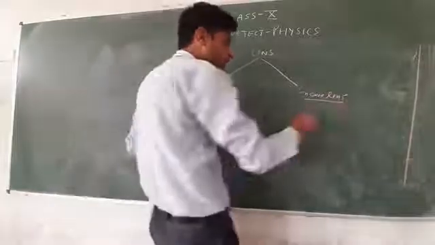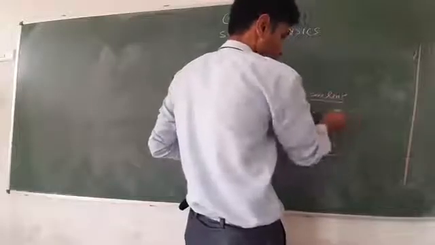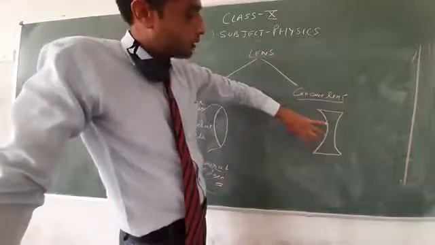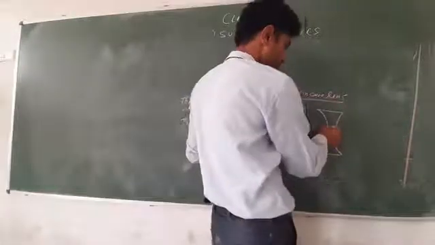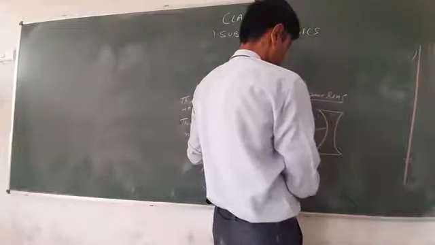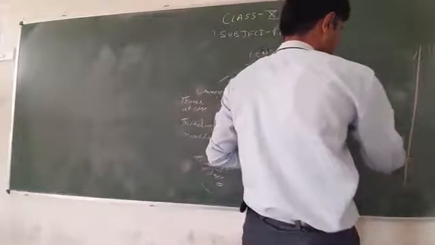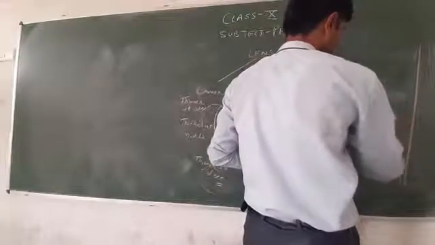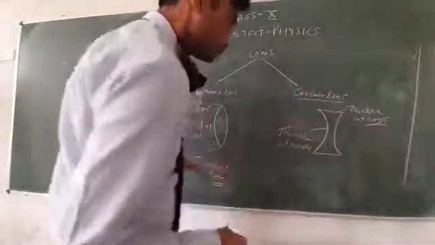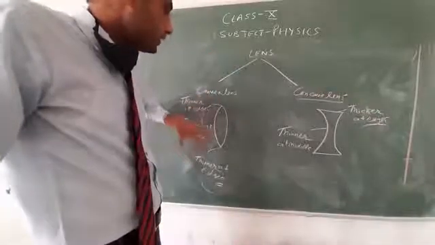But a concave lens is curved outward. A concave lens is one in which two surfaces curve outward, and it is thinner at the middle and thicker at the edges. So you can easily differentiate convex and concave lenses by touching.